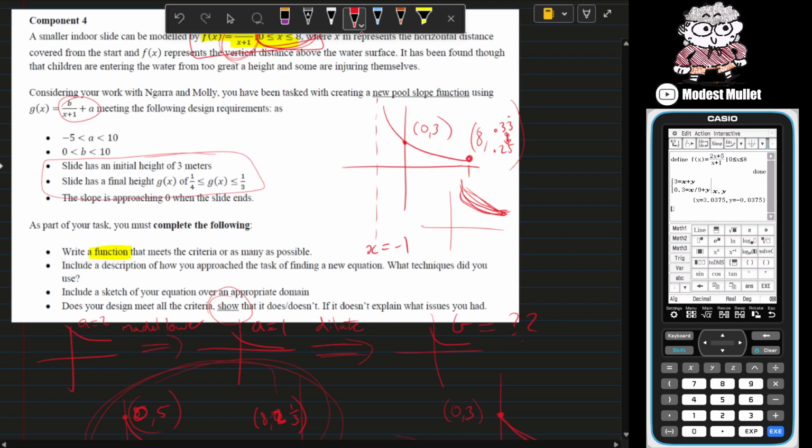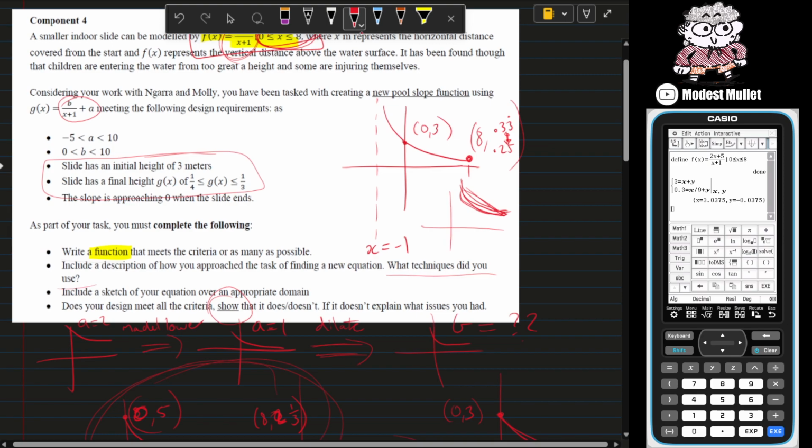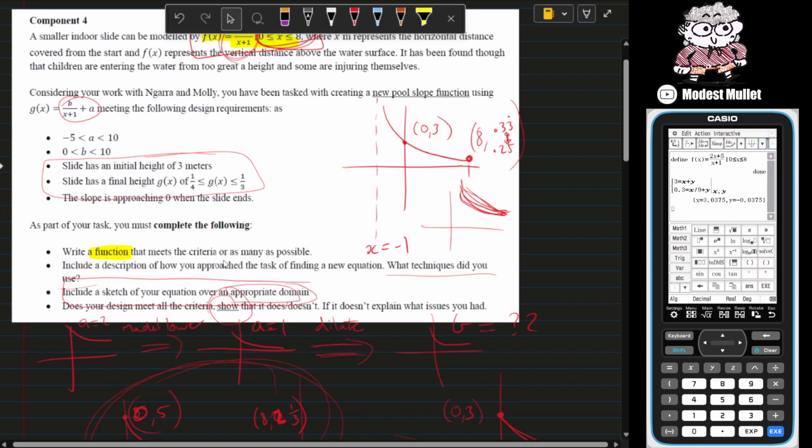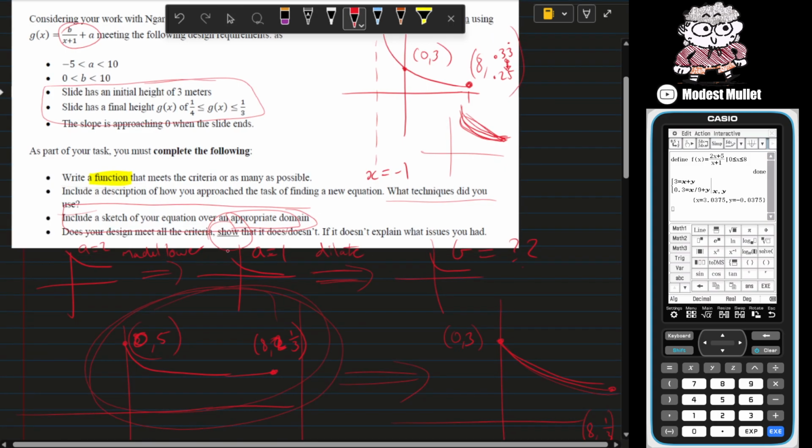What techniques did you use? Were you using transformations? Were you using simultaneous equations? Whatever. Do a sketch. Well, I think we all know how to do a sketch over an appropriate domain, so you need to have your endpoints, make sure your shape is good. Does your design meet all the criteria? Show that it does or doesn't.